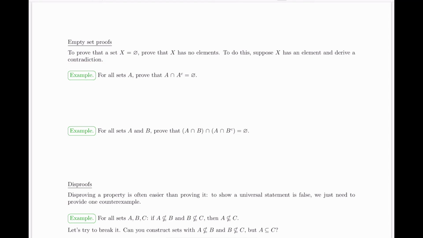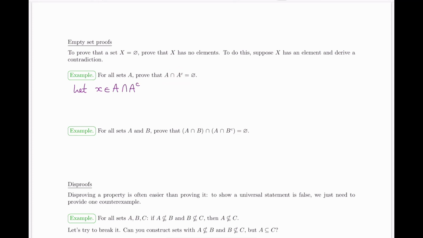So let's see how this works both within the element proofs argument and also how it might work with using set identities. So this is one of the laws in the table. A intersection not A is the empty set. Let's prove it from the basic principles of arguments involving elements. So we're going to start on the left-hand side, and we're going to assume that X actually belongs to this set, A intersection not A.